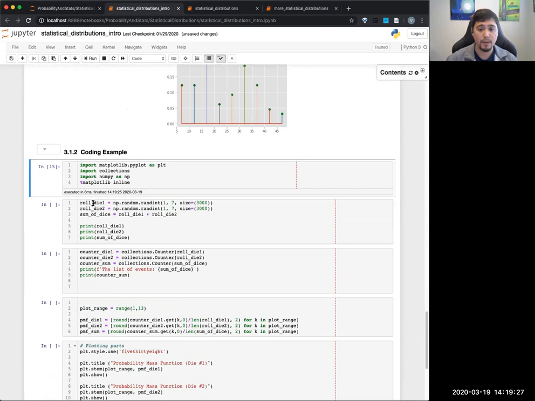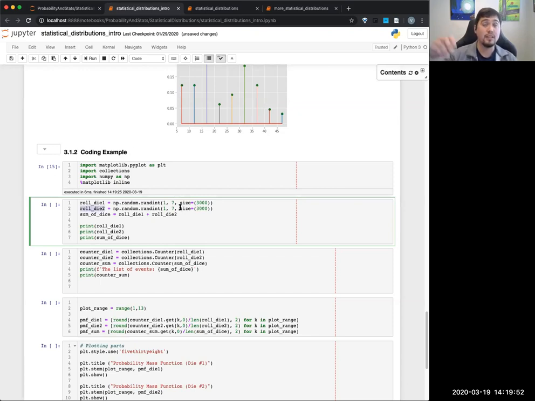Okay, so I'm going to roll some dice, because classically for statistics we use dice and coin flips. But know that you can replace this with any kind of distribution or simulation. We have a roll of a die. We're going to roll it between 1 and 7, 3,000 times. So we have 3,000 die rolls. Well, not 1 through 7, but 1, 2, 3, 4, 5, 6, since it's not inclusive. Then I'm going to do the same thing with die 2. It's identical, but it will be different die rolls.